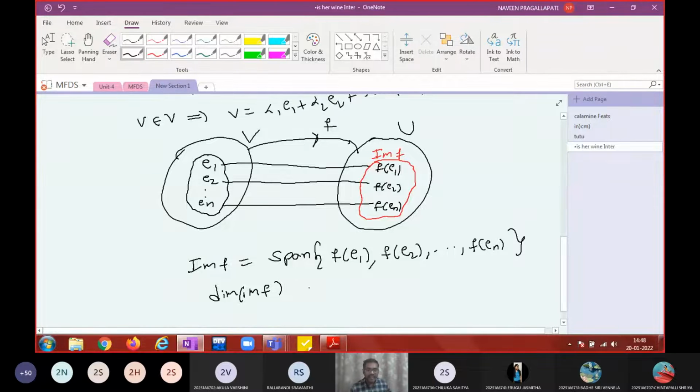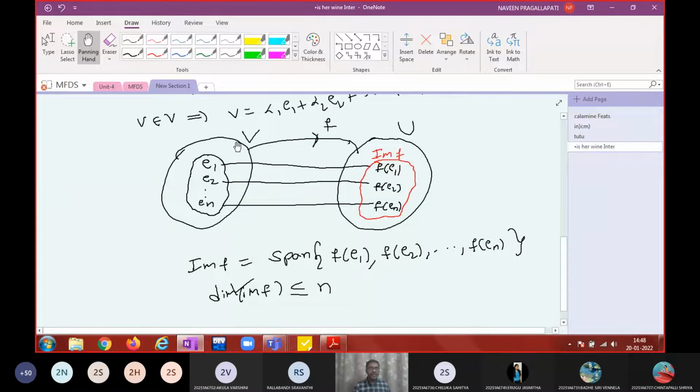When I say less than or equal to n, that means it is finite dimensional. So U may be finite dimensional or infinite dimensional, but the image space is always finite dimensional as long as V is finite dimensional. Because V is actually linked with the image of f, not with U. There is nothing to do with U. This is only concerned with the image of the elements of V, which is nothing but the image space.